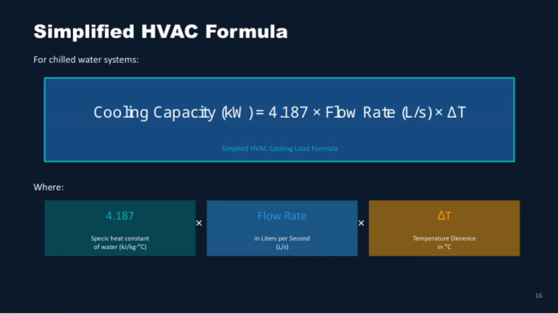Let's break down a simple formula that helps us estimate cooling capacity in HVAC systems. It's based on 3 key factors: the temperature difference, the flow rate of chilled water, and a constant that represents water's specific heat. The formula multiplies these together: 4.187 times the flow rate in liters per second, times the temperature difference in degrees Celsius. This gives us the cooling capacity in kilowatts. It's a straightforward way to understand how much cooling energy is being delivered.